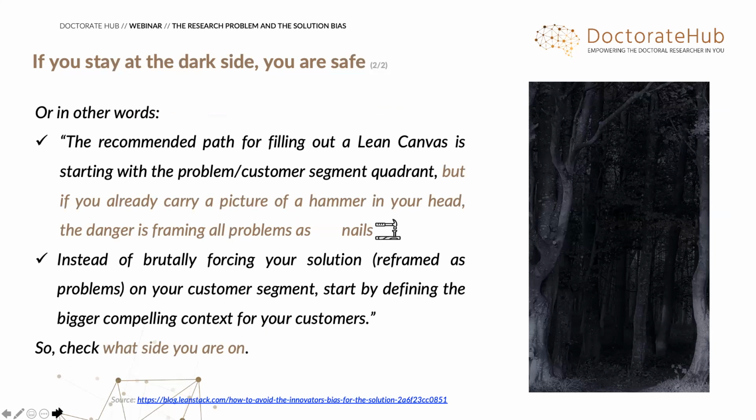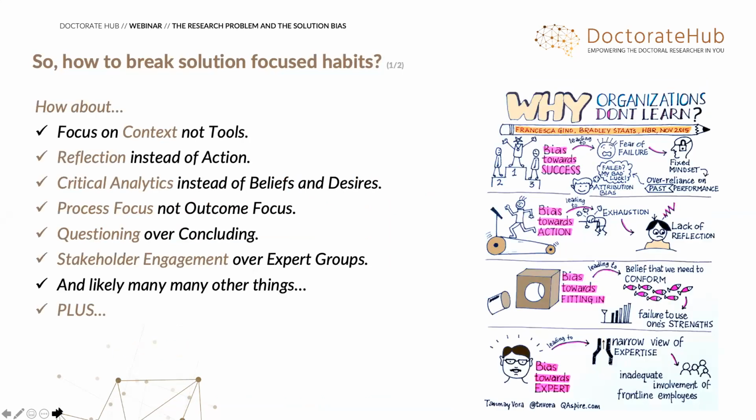Remember the earlier example, the problem is that we need... This is exactly having the hammer in the hand. Instead of spelling out what the problem is, you just say the problem is we need a nail, right? So check what side you are on. So how to break the solution-focused habits? They are very strong, right? So perhaps, for the start, focus on the context, not on tools, like why was Sam hitting his head?